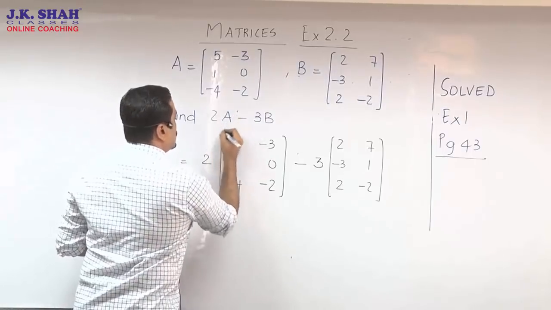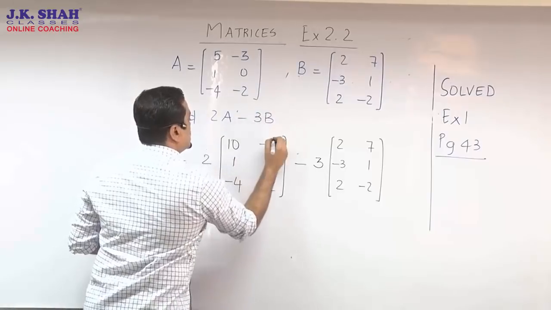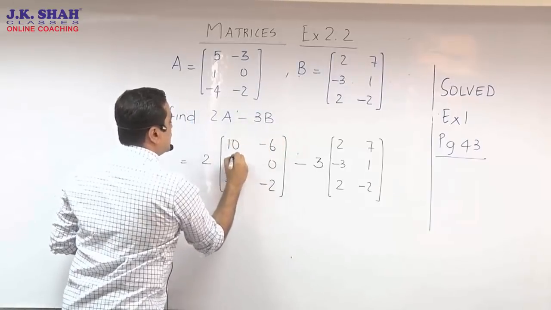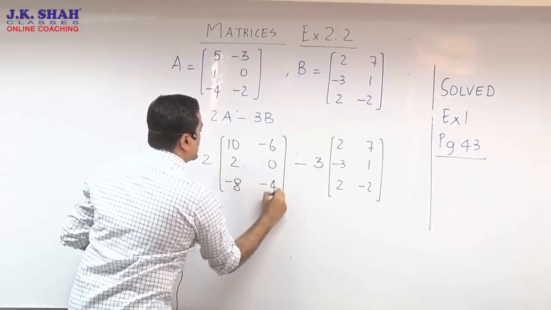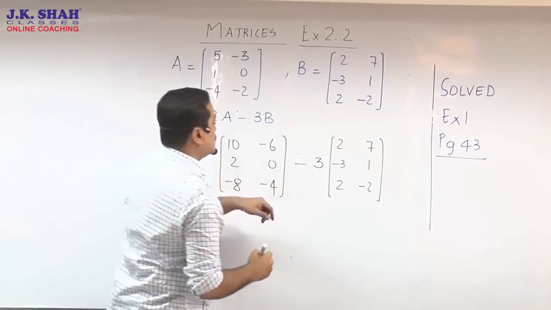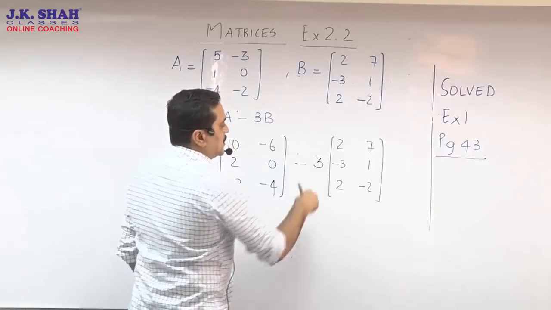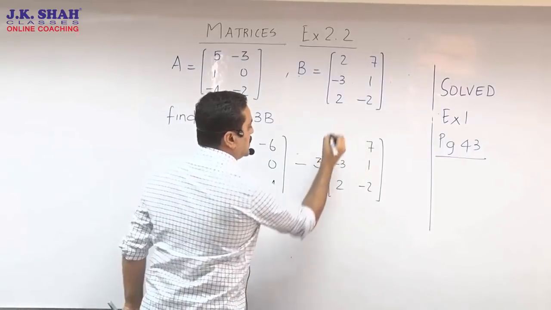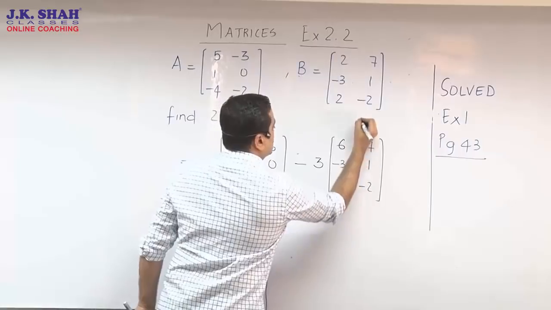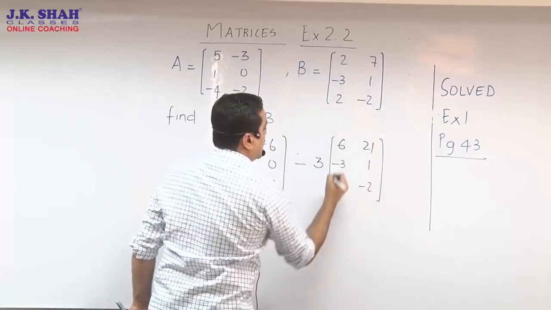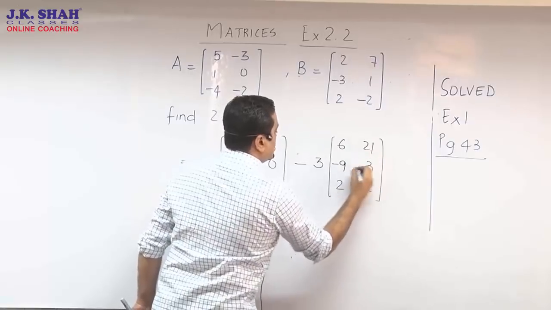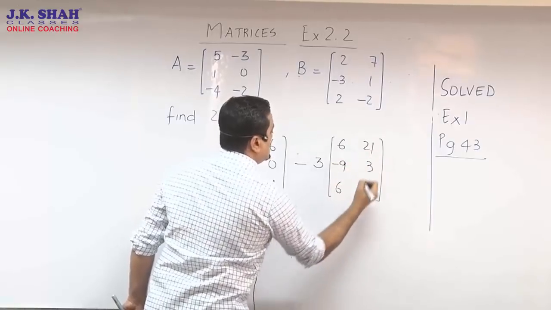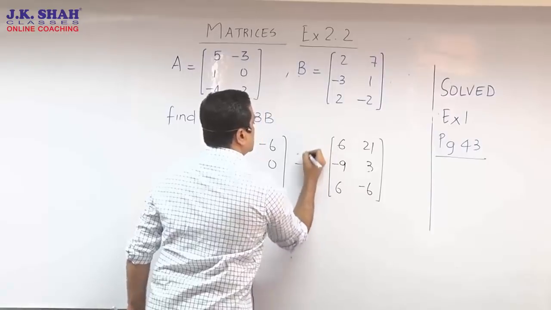So we push in 2, that becomes 10, minus 6. We multiply by 2, multiplying by 2, and the 2 is gone. Likewise, put your 3 inside. That means multiply all the elements by 3. So 6, that's 21. We are multiplying all the elements by 3. Minus 9, pushing 3 inside. Multiplying by 3, multiplying by 3, and the 3 is gone.